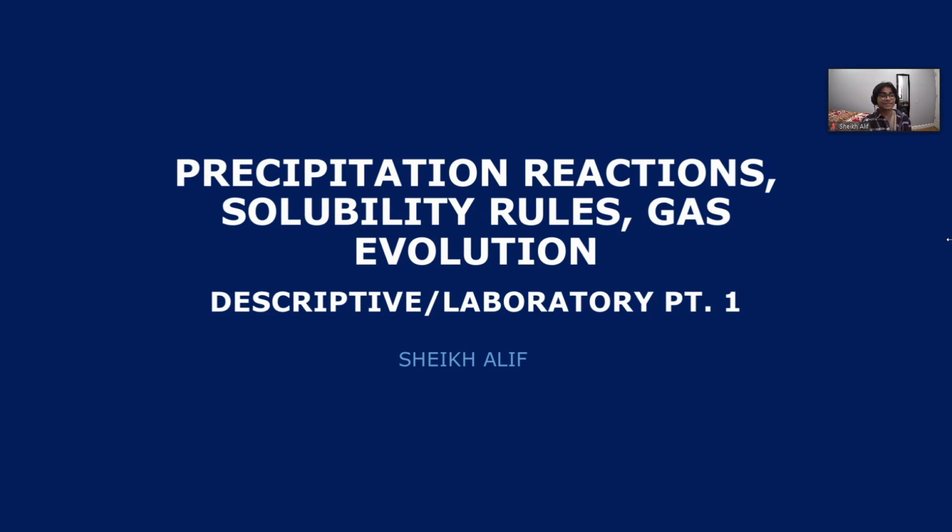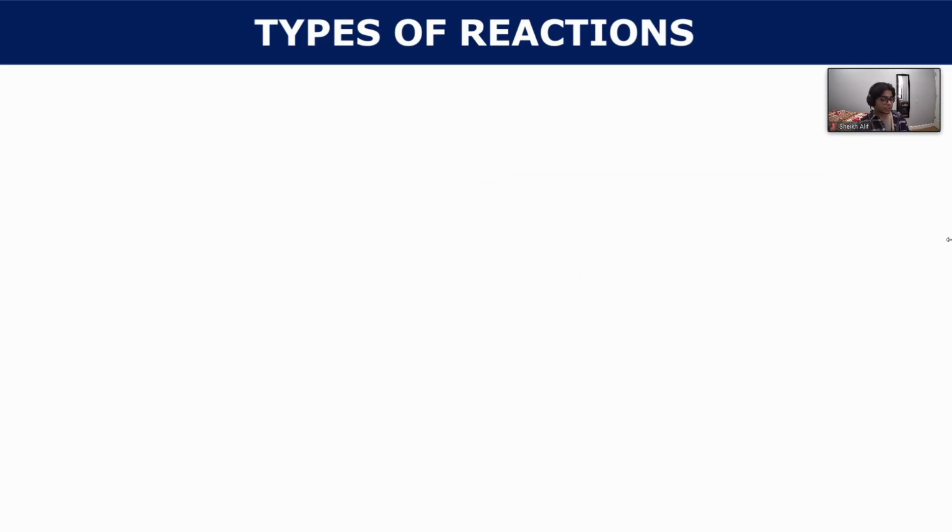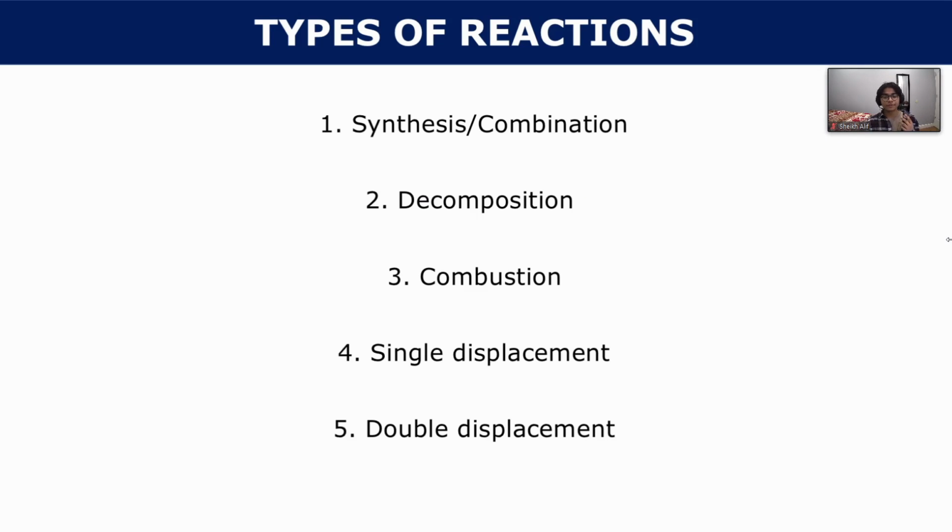Hey everyone, welcome to Descriptive Chem slash Lab Part 1, where today we're going to go over precipitation reactions, solubility rules, and gas evolution. Before getting into precipitation reactions, we should go over the 5 types of reactions. So there are a lot of reactions in the universe, but a lot of them can be summed up in these 5 categories. So synthesis slash combination, decomposition, combustion, single displacement, and double displacement.